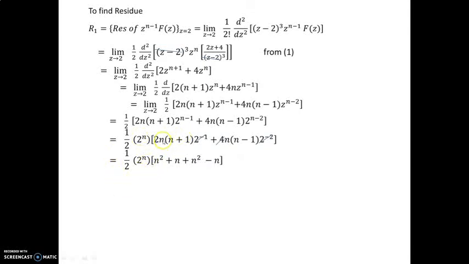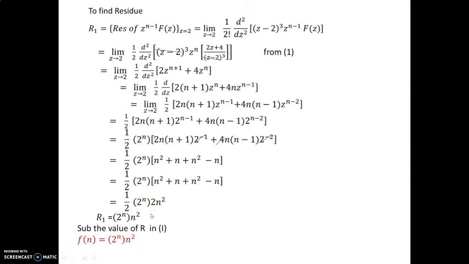Multiplying these two terms, we get n into n squared plus n into 1 is n. Like that, n into n is n squared, minus n. So n squared plus n squared is 2n squared, and n and minus n cancel. We get 1 by 2, 2^n into 2n squared. So we get the residue R1 equal to 2^n into n squared, the 2 cancelled. Substituting the value of R1 in the first equation, f(n) equals 2^n into n squared.